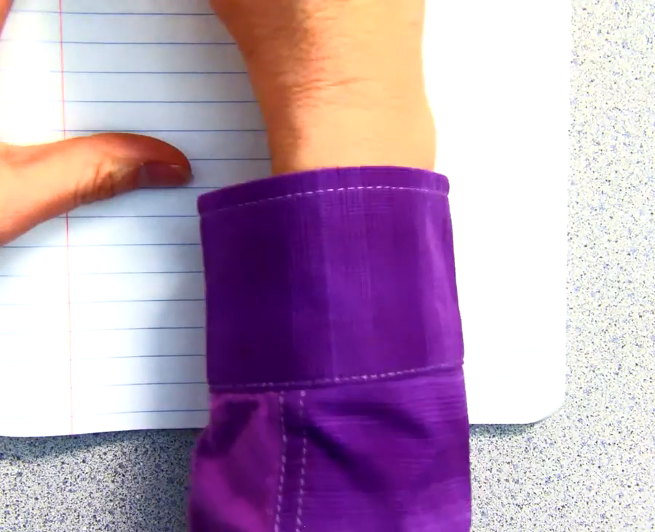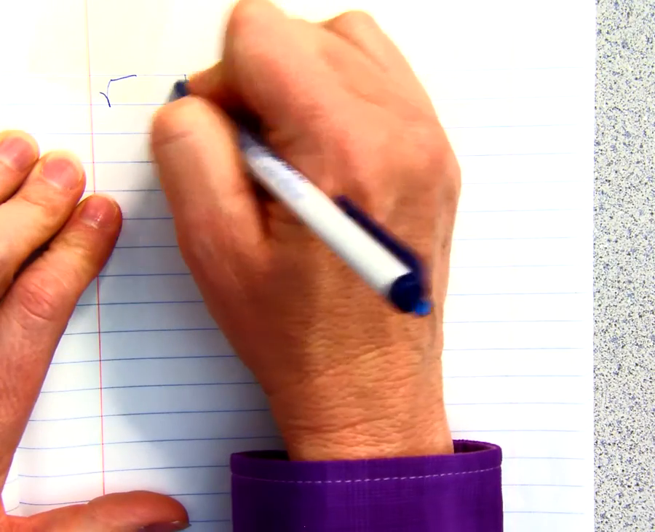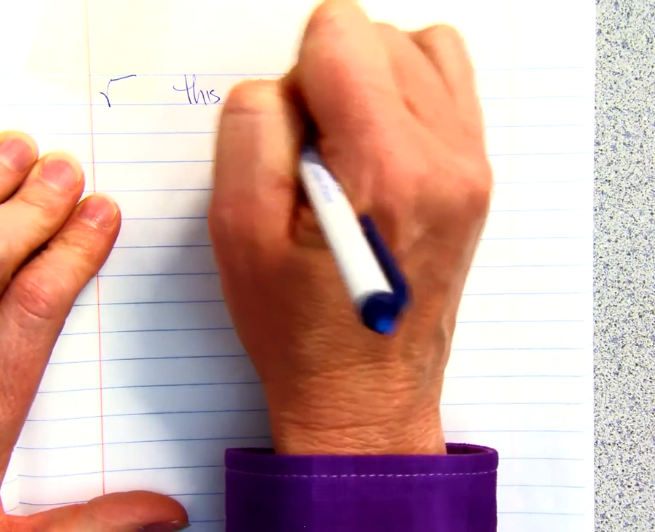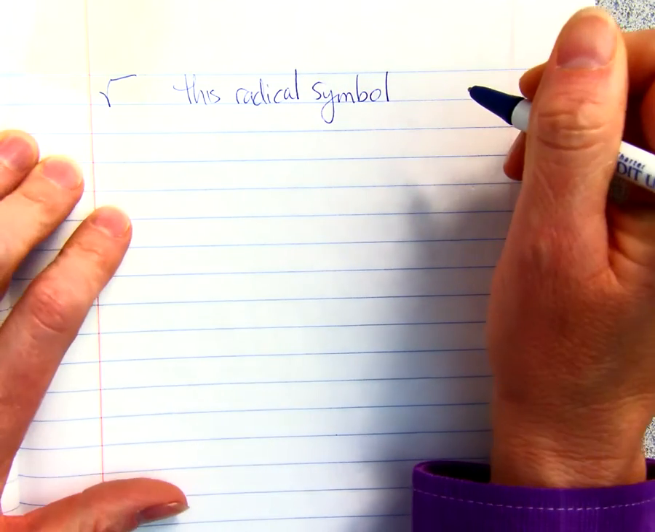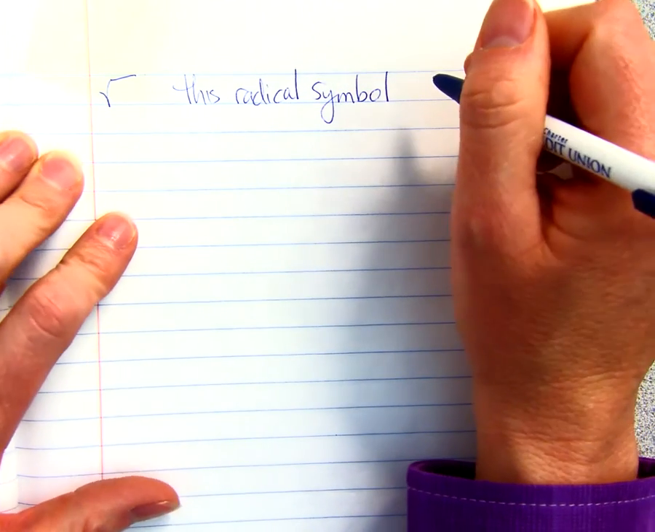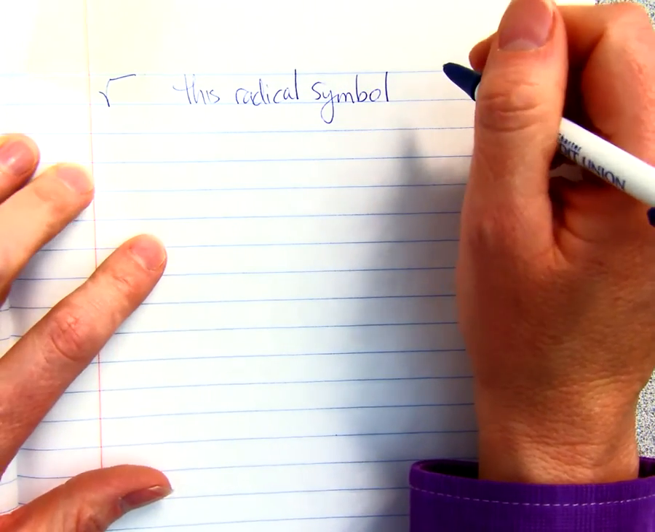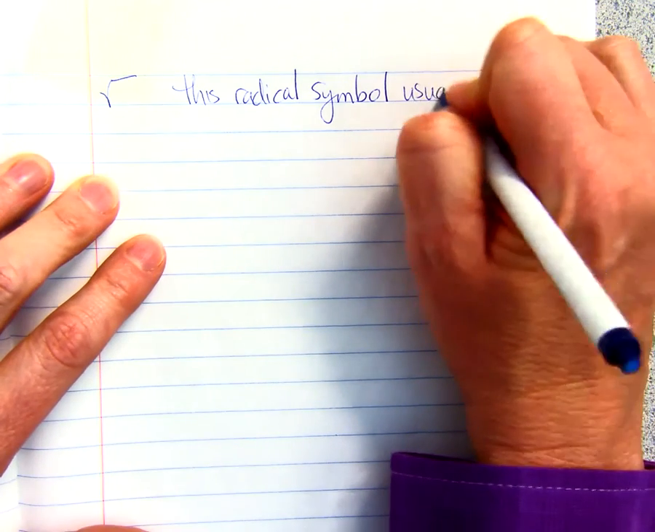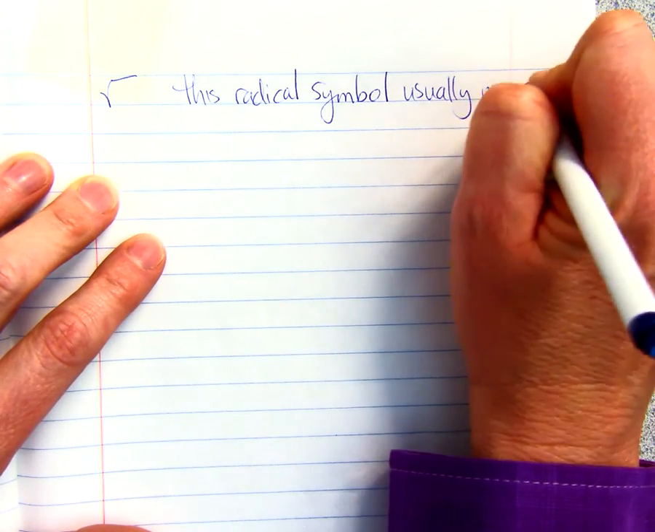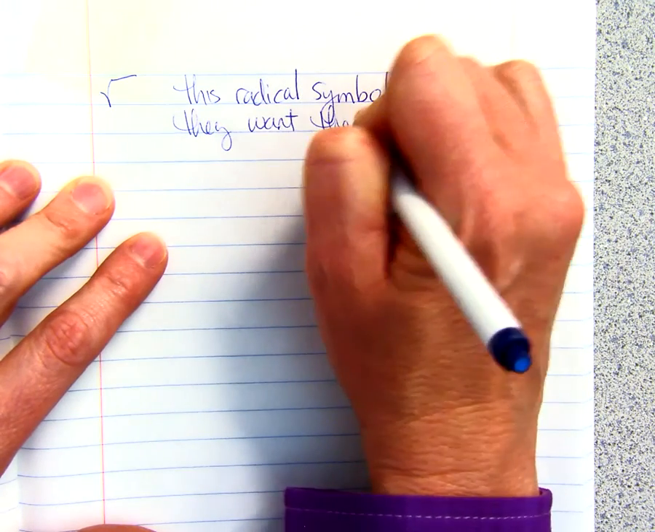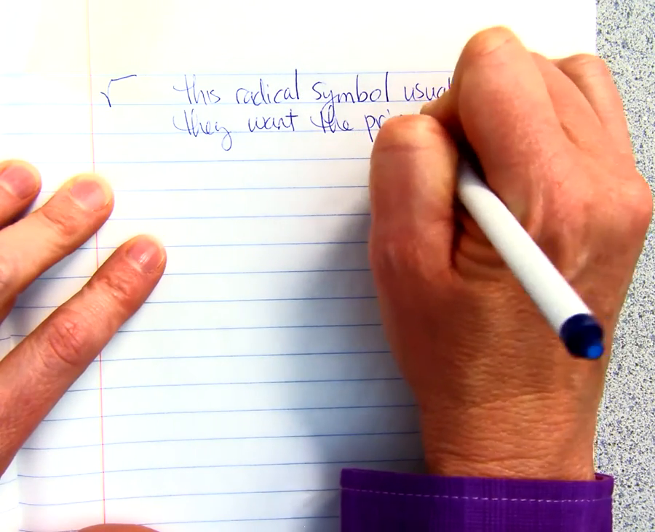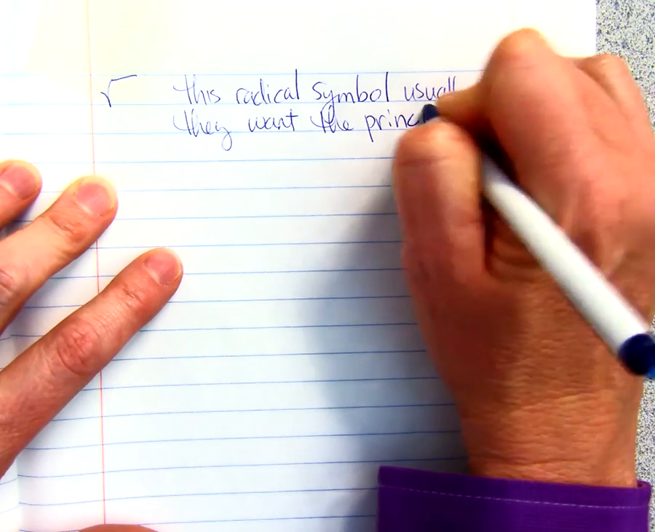So this symbol is called the radical symbol. This radical symbol usually means they want the principal square root as the answer. In other words, the positive square root.